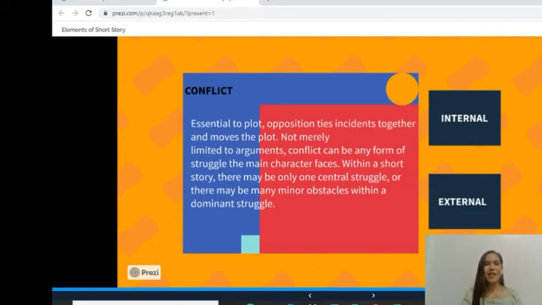That is why for the formulation of conflict, the author should think deeply about it. Think about the effective conflict that will catch the eye of the reader. Okay? We have two types of conflict, the internal and external conflicts.